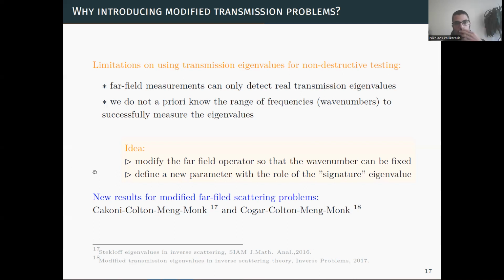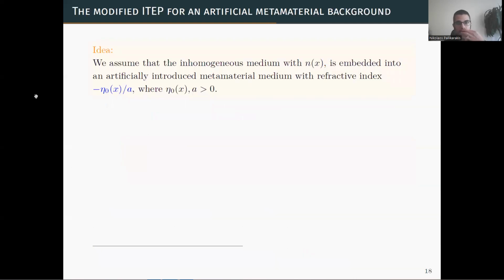new medium. So, especially in this case, we study the so-called modified interior transmission eigenvalue problem for an artificial metamaterial background. Okay, maybe this sounds a bit complicated, but it's not so much. The idea is that we have the homogeneous medium, and we assume that it's embedded into another medium, which is a metamaterial, in the sense that its corresponding refractive index, which is going to be denoted with minus eta 0 of x versus a, where these quantities here are positive, so this is a negative value. And since this is negative valued, this can be interpreted as a metamaterial.